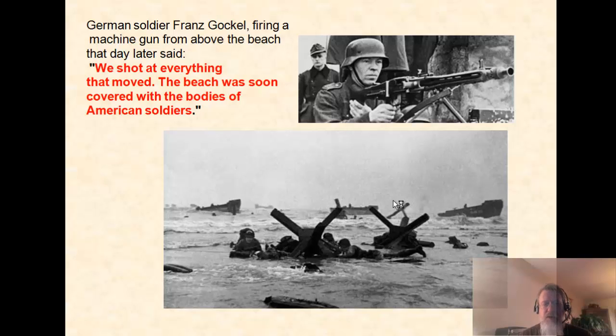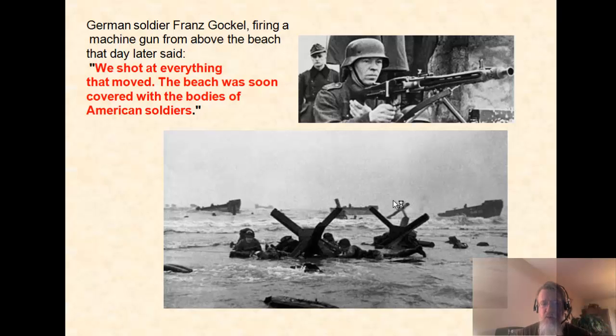What are the Germans doing? Firing. I have read an account of a German soldier who was shooting one of those MG-42 machine guns you see this German soldier at the top holding, and said that he squeezed the trigger so much, so long that day that his hand got really sore and started cramping up. And you see the quote in red what this German soldier, Franz Göckel, said about that day.